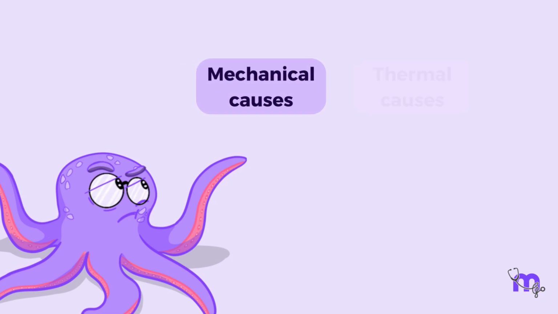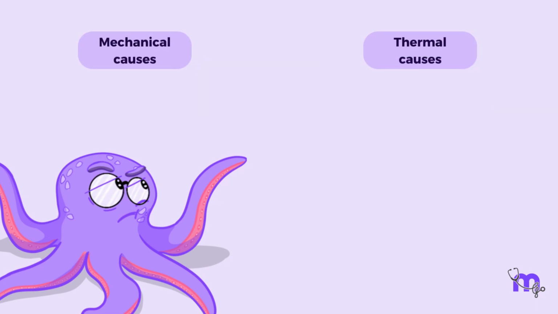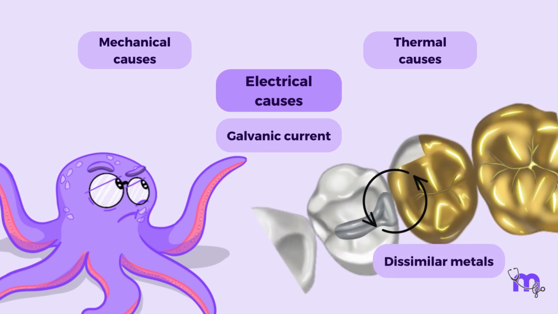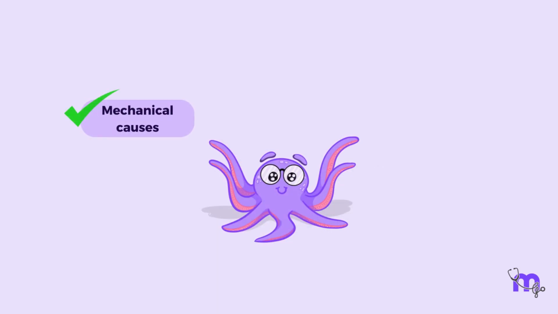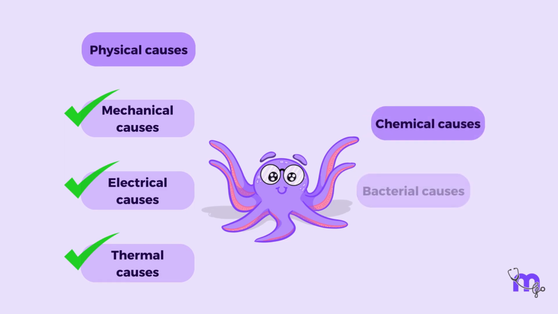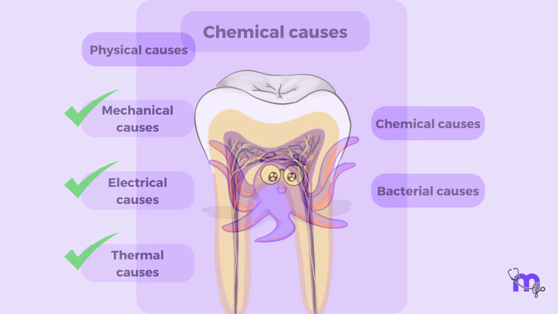Apart from the mechanical and thermal causes, let's also learn more about the third physical factor, which is electrical. Sometimes galvanic current formed due to dissimilar metallic fillings can irreversibly damage the pulp, leading to pulp pathosis. Alright, so these were the three physical factors. Let's now discuss the chemical and bacterial causes.